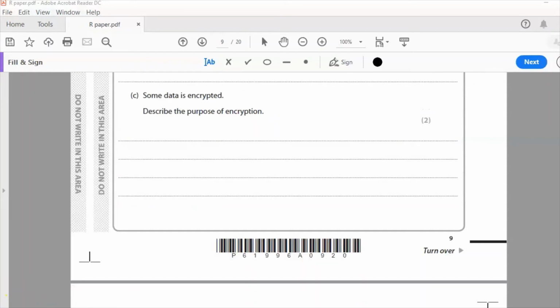C. Some data is encrypted. Describe the purpose of encryption. Encryption is scrambling data. It's not asking you what that is though. What is the purpose of doing it? The purpose is to prevent unauthorized access to data. So simply put, encryption prevents unauthorized access to data.